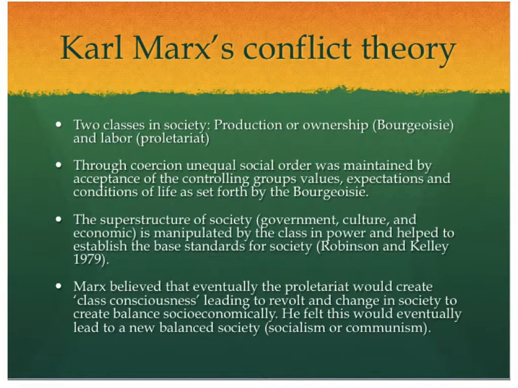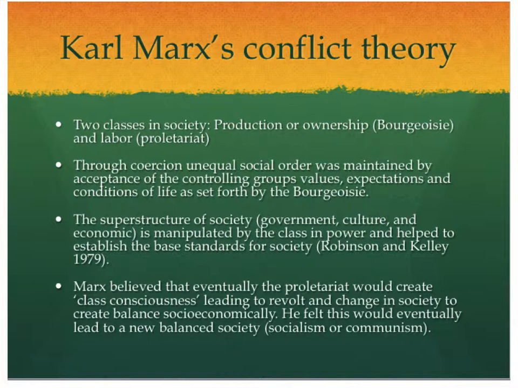The superstructure of society, government, culture, and economics, is manipulated by the class in power and helps to establish the base standards for society, which almost always benefit them. Social stratification causes many problems. Rankings in society fall along lines of race, gender, and socioeconomic status. In many cases, people's life expectancies and opportunities, as availed by education or social capital, are determined by their place in the system. Structural amplification reinforces or compounds the advantages of those at the top and disadvantages of those at the bottom.